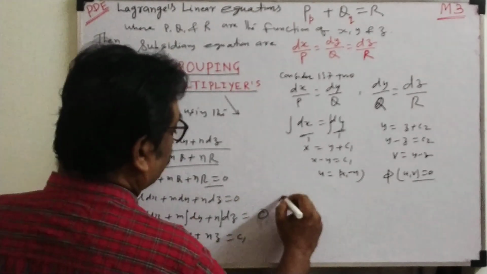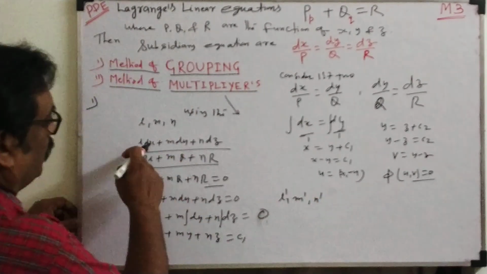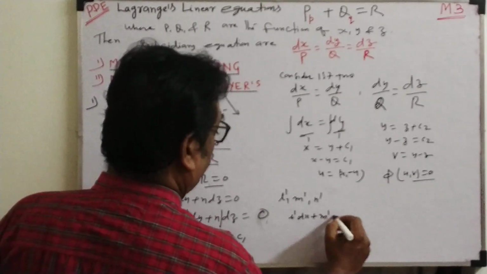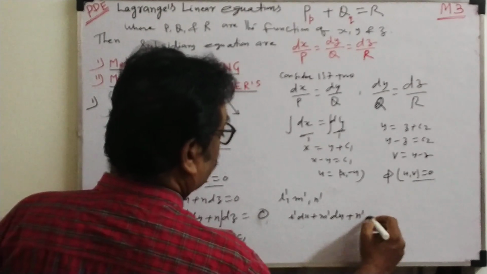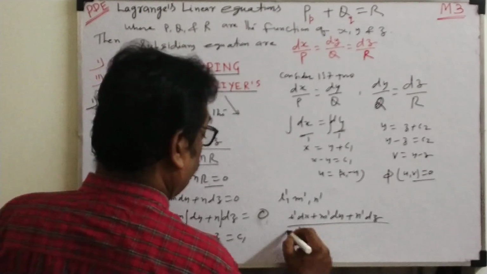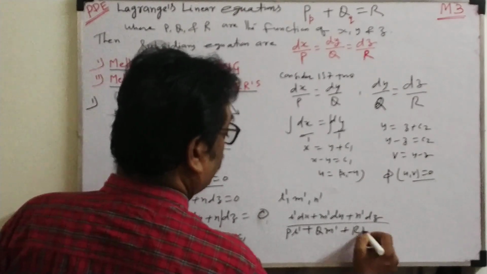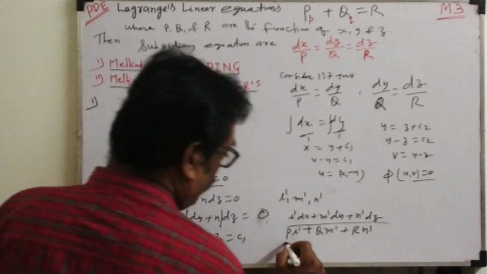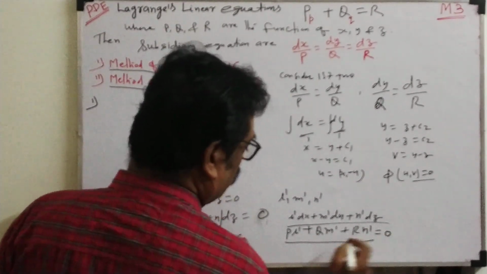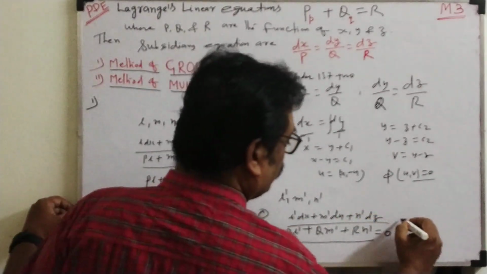Again using the multipliers l dash, m dash, n dash, similarly the subsidiary equation becomes l dash dx plus m dash dy plus n dash dz divided by P l dash plus Q m dash plus R n dash. Similarly, we make this denominator part 0. These terms will convert into 0, so you select the multipliers like this so that this becomes 0. Then again, what will be there?